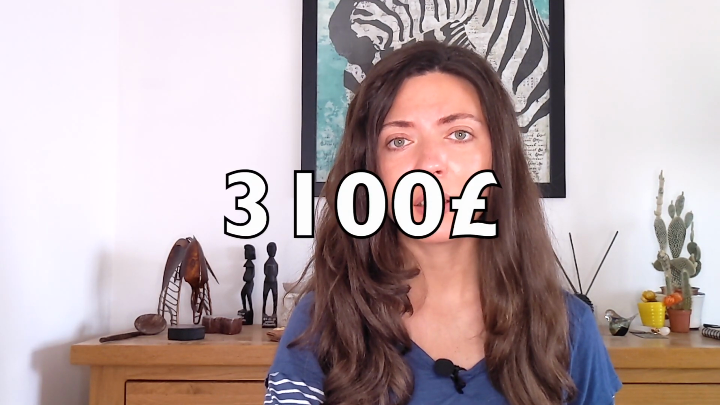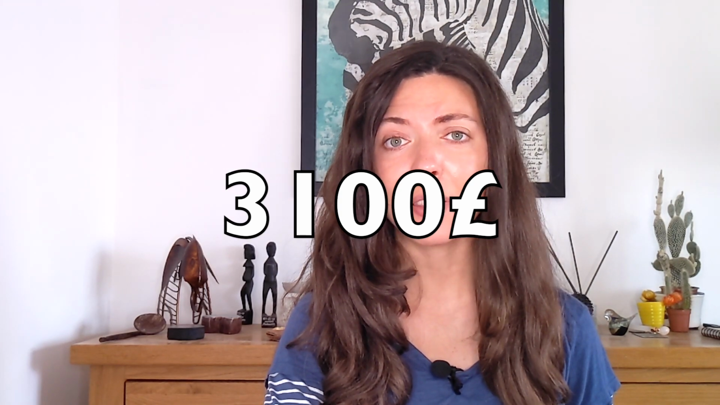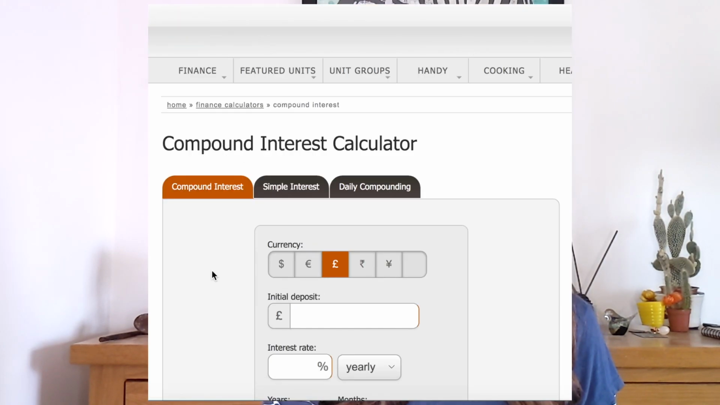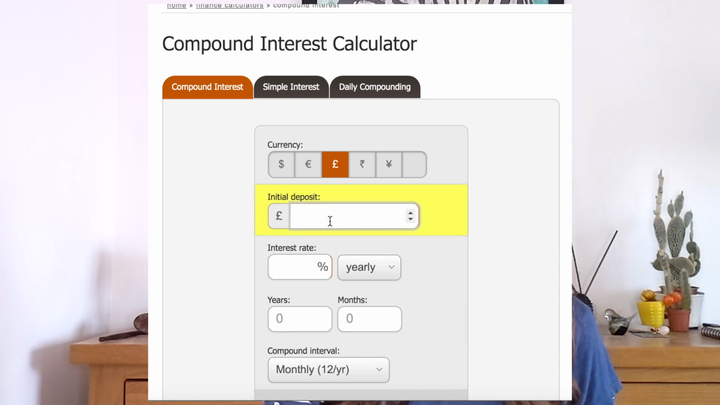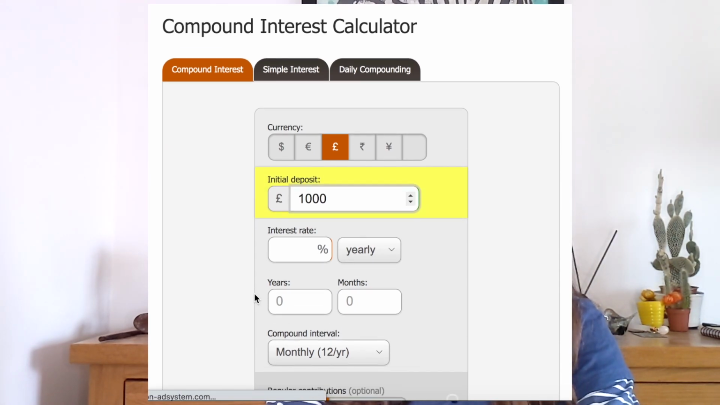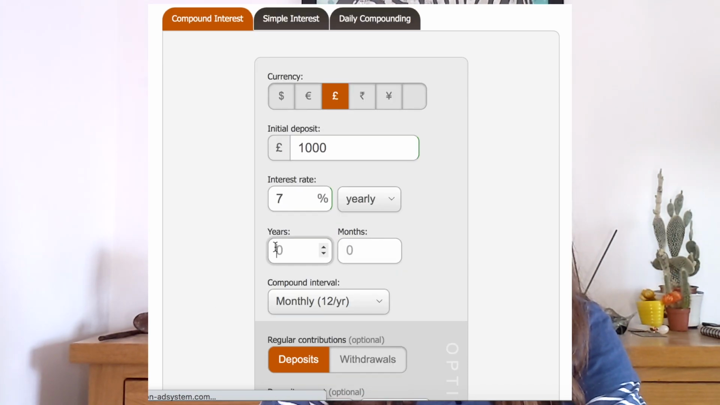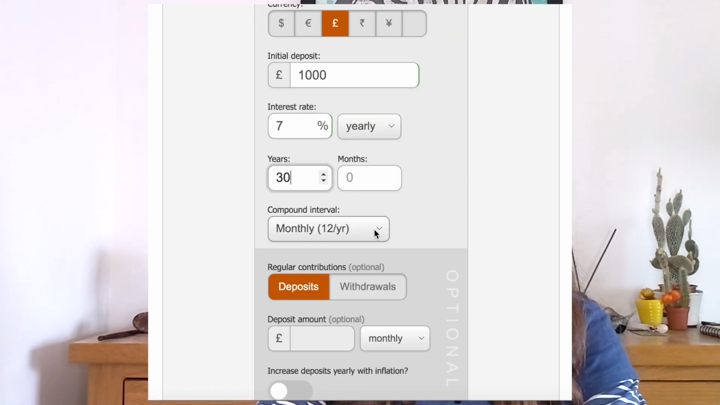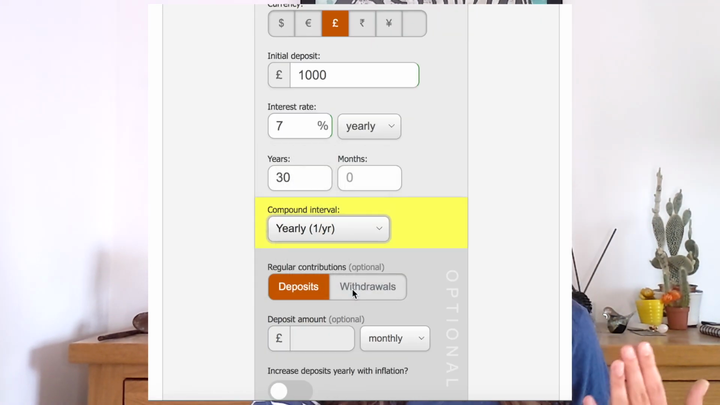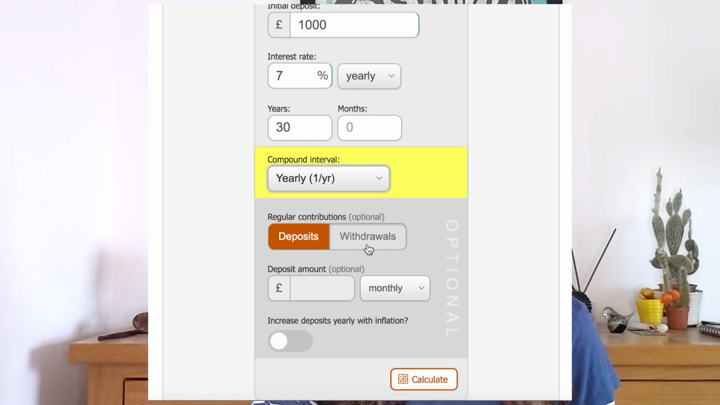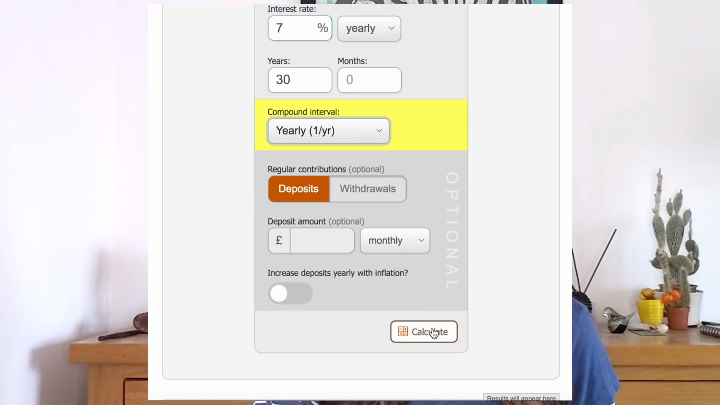Now let's use the same numbers, but this time calculate the compound interest. So at the moment, just remember that we receive £3,100 at the end of our investment. Now, if we use the same numbers, but this time for compound interest, our initial deposit is the same, £1,000, and our interest rate is the same, 7% yearly, we invest for 30 years, and our compound interval is, for example, yearly. We don't do any more deposits and we don't do any withdrawals.